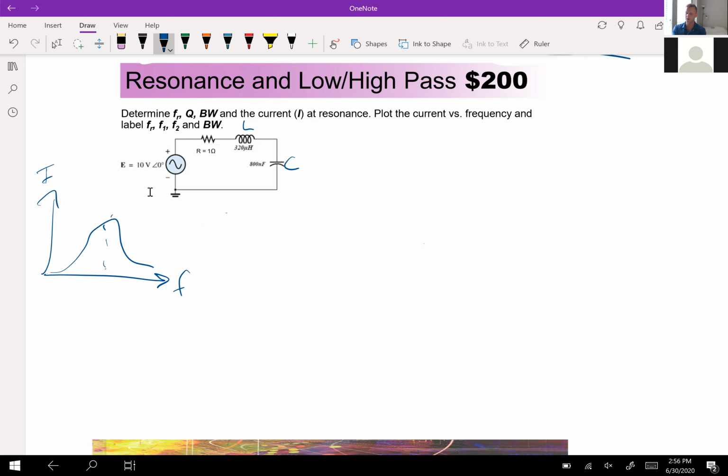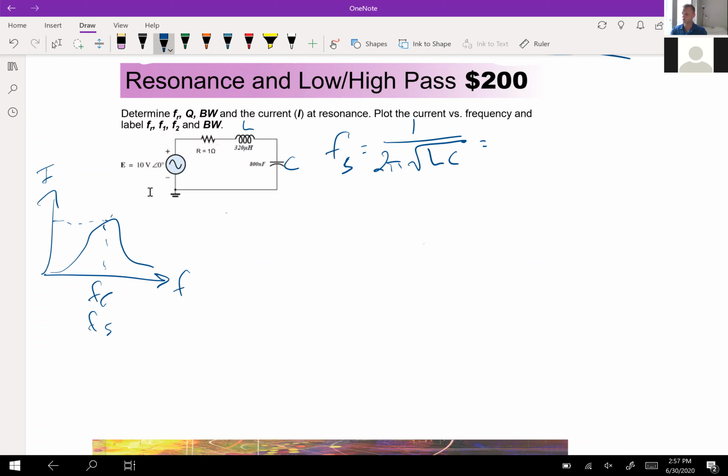Well, this point right here is FR, or it's also called FS, the special frequency, or R being resonant frequency, and that is where the current is maximized. So the first step is to determine that resonant frequency. On the equation sheet, I think it calls it Fs, but it still uses this equation, 1 over 2 pi the square root of LC.